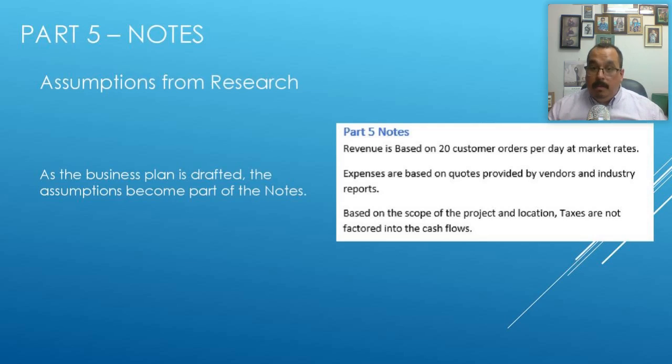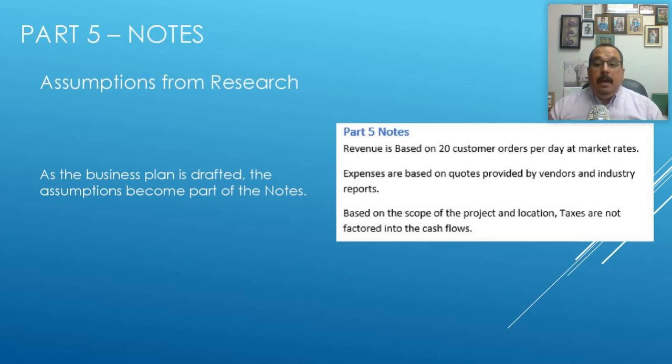Again, probably very likely part of the industry evaluation or the market research in the business plan portion. These numbers weren't created out of thin air. You're just pulling them out of the business plan and putting them in a nice cohesive spot for me to look at. And based on the scope and project and location, taxes are not factored into the cash flows. Now, I'm a professional. I look at these all the time. That makes sense to me. Okay, that makes sense. I understand that's why there's no taxes on here.